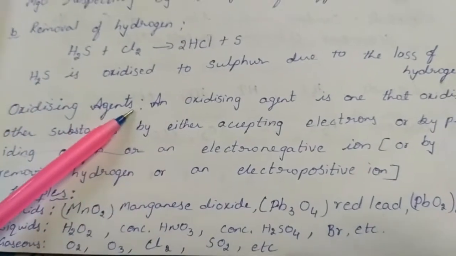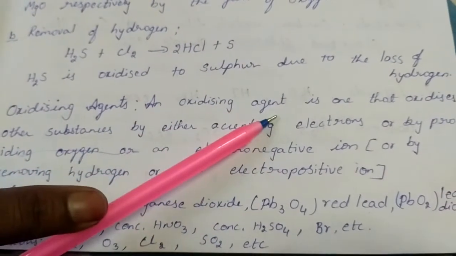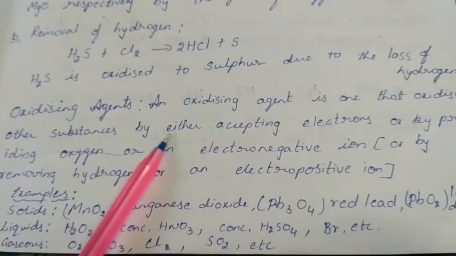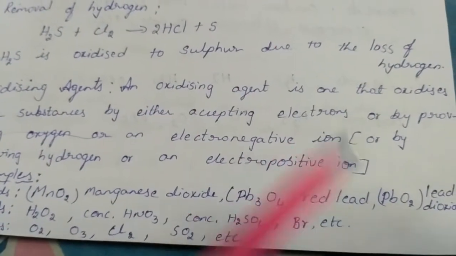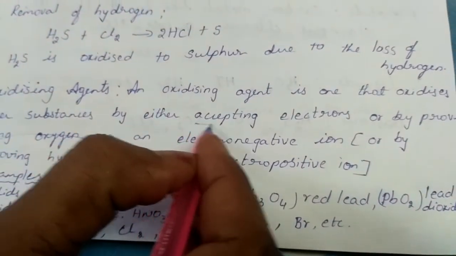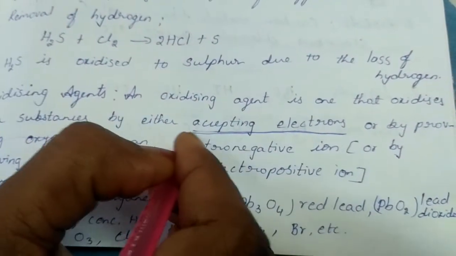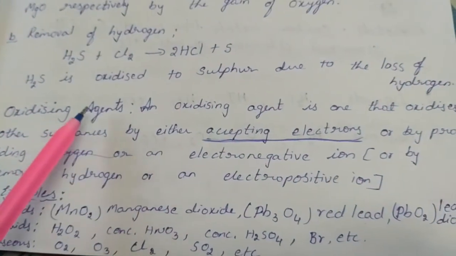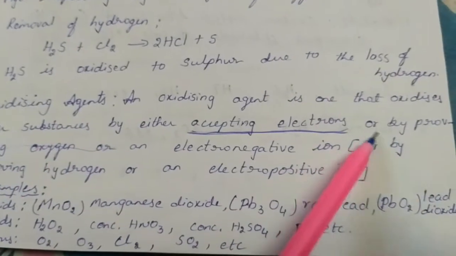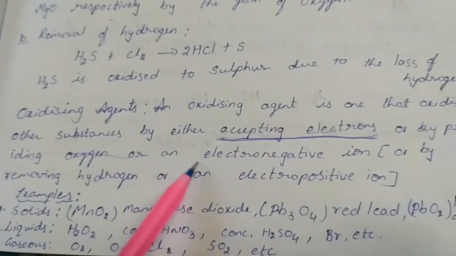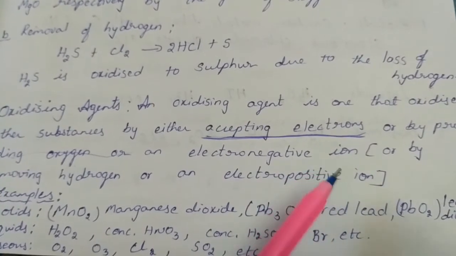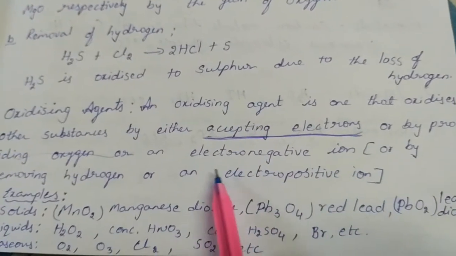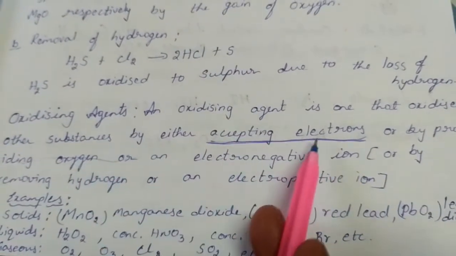The oxidizing agents. An oxidizing agent is one that oxidizes other substances either by accepting electrons, that means the substances which accept electrons are called oxidizing agents, or by providing oxygen or an electronegative ion. So substances which provide electronegative ions are also called oxidizing agents.